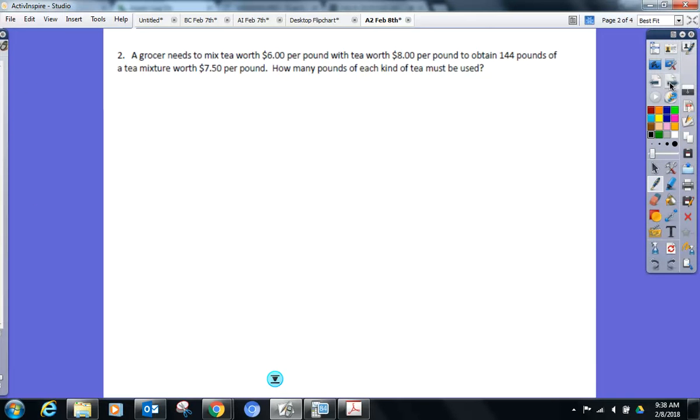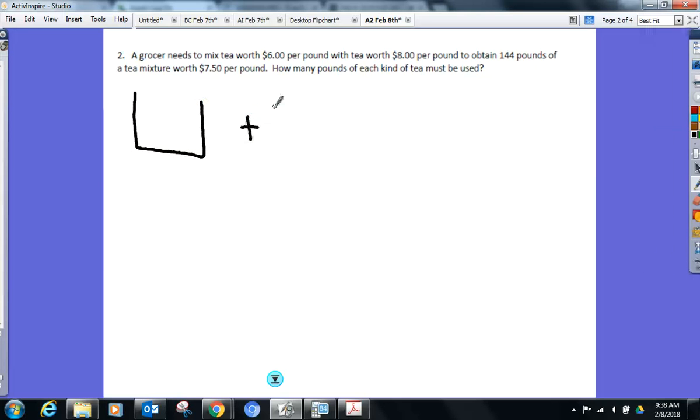All right, here we go. Tea, same thinking here. $6 a pound tea, $8 a pound tea. I need a mixture to get 144 pounds of a tea worth $7.50 a pound. So instead of percent, I got money now. Okay, I got money. That's it. All right, instead of the percents, I have money. Set up. Here you go.